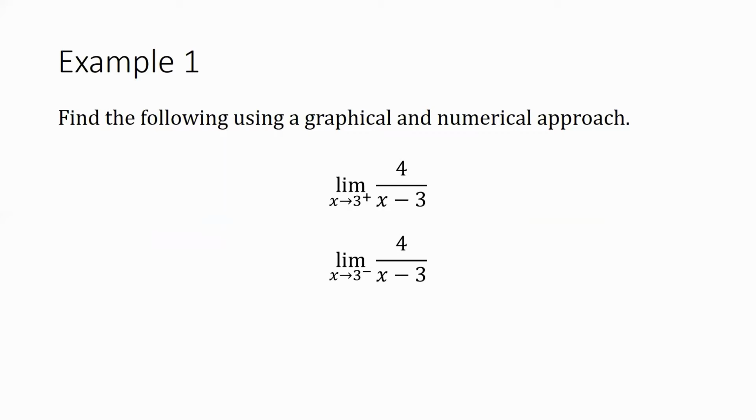Let's take a look at an example. Find the following using a graphical and a numerical approach. We're asked to find the limit as x goes to 3 from the right and the limit as x goes to 3 from the left of the expression 4 over x minus 3. Let's do this graphically and numerically. I'll start with the numerical approach.